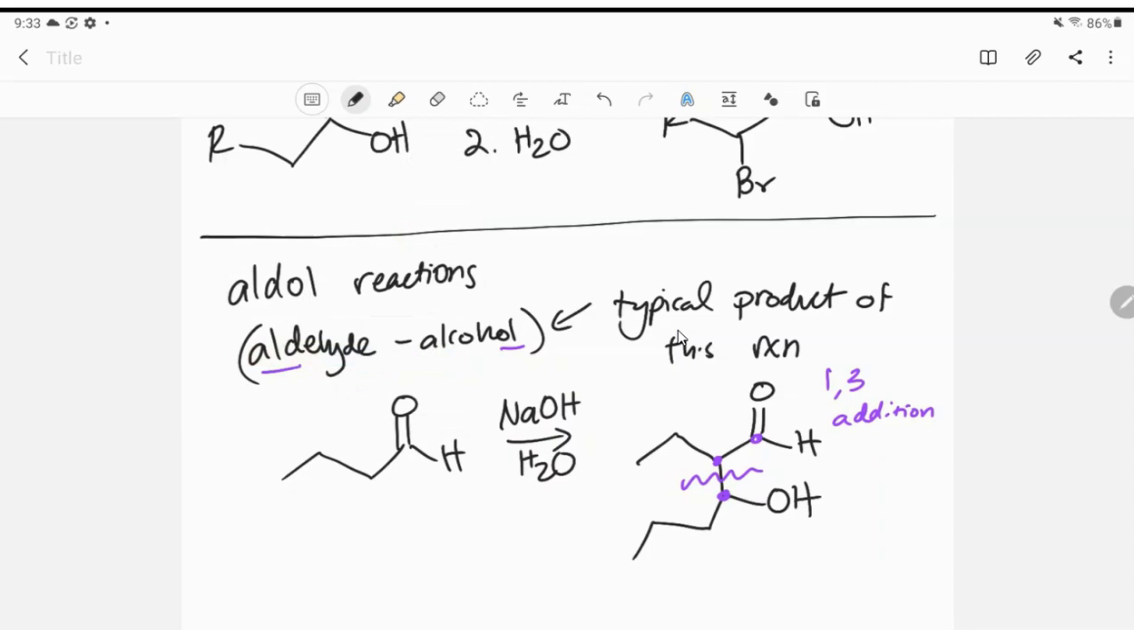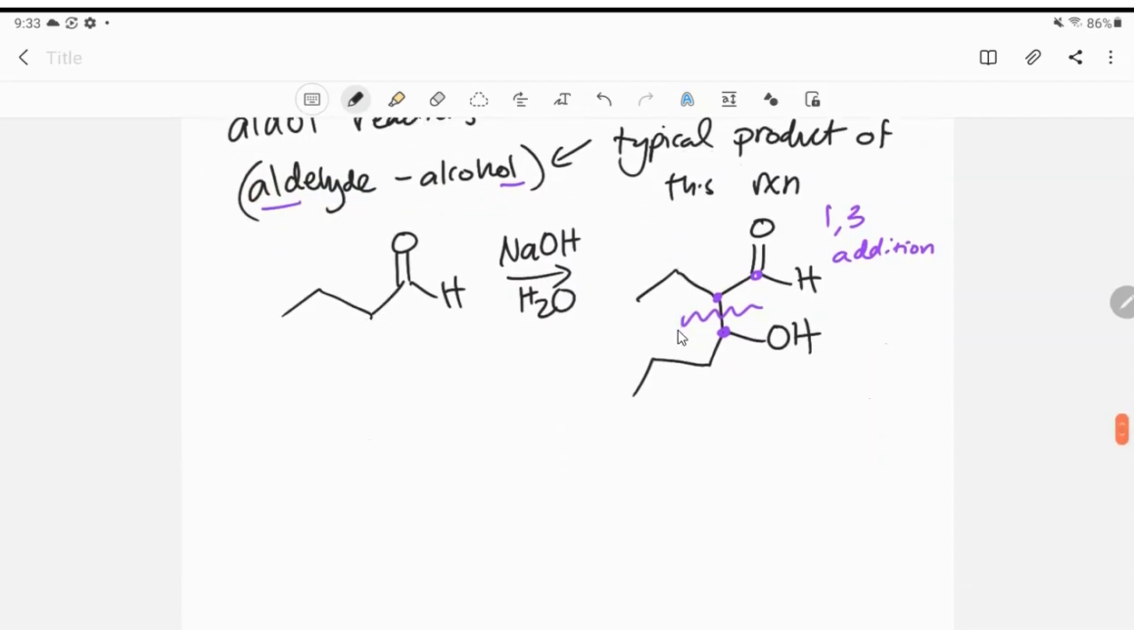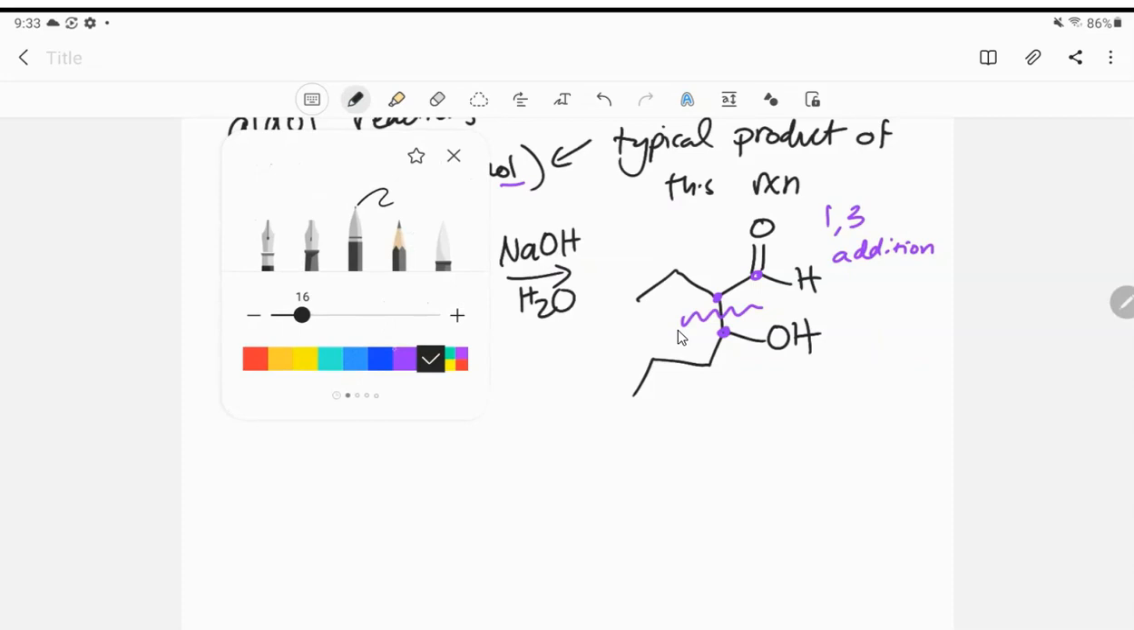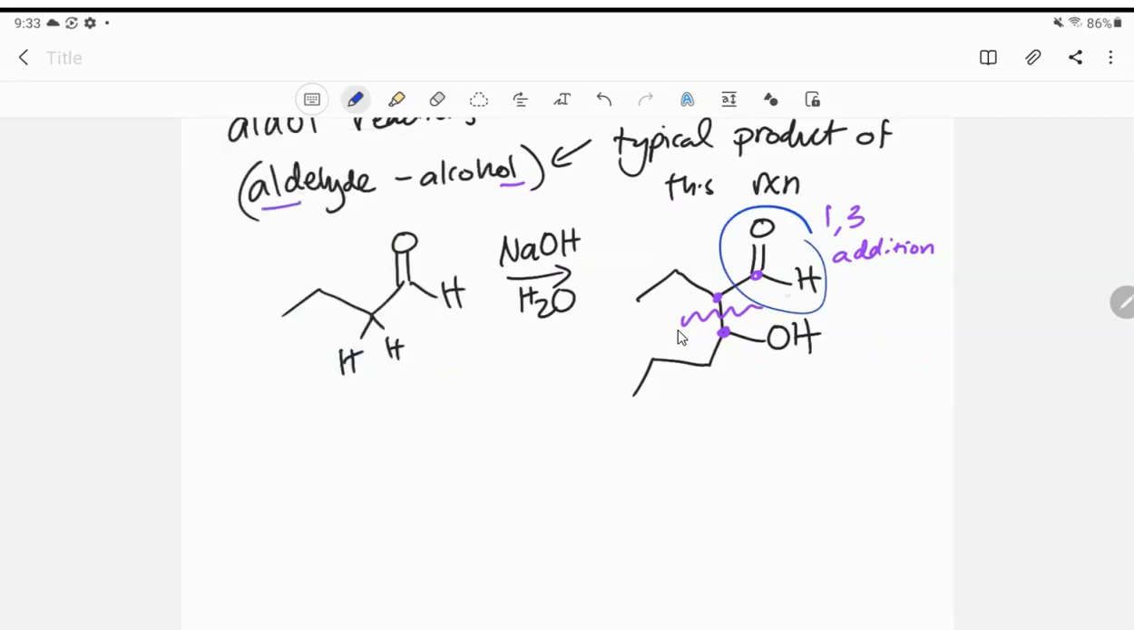So let's take a look at the mechanism. Go ahead. Yeah. Between your aldehyde and alcohol. So aldehyde, alcohol, 2 carbons in between. And then if you want to count the carbon as part of the aldehyde, it's technically a 1,3 addition, but there's 2 carbons in between the functional groups, if that works.